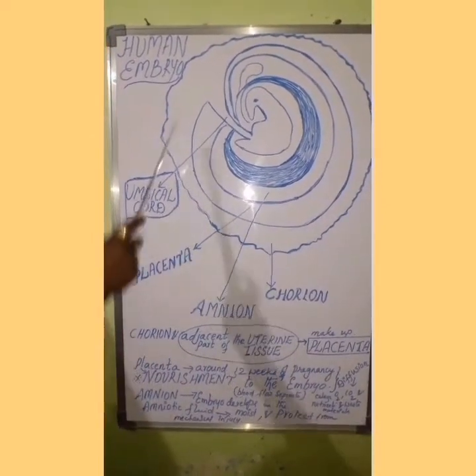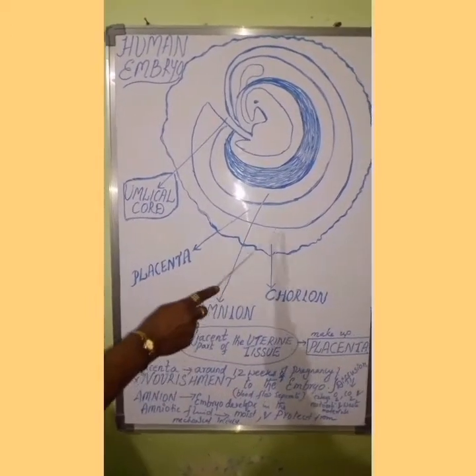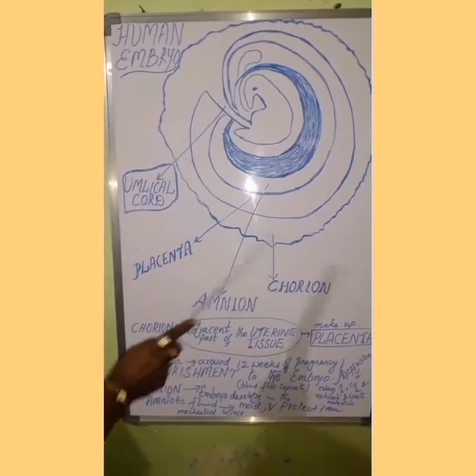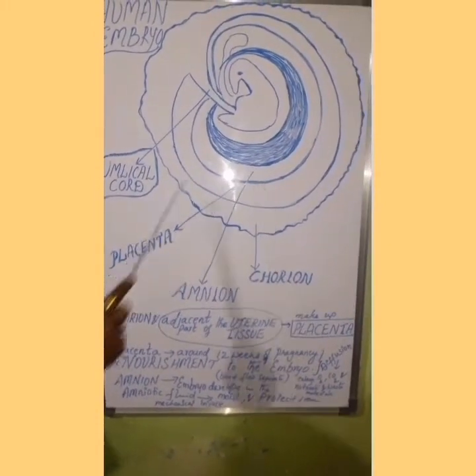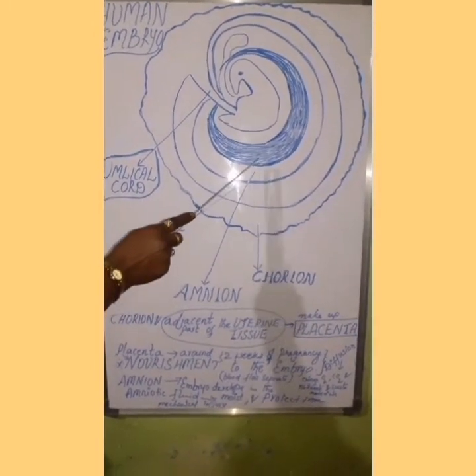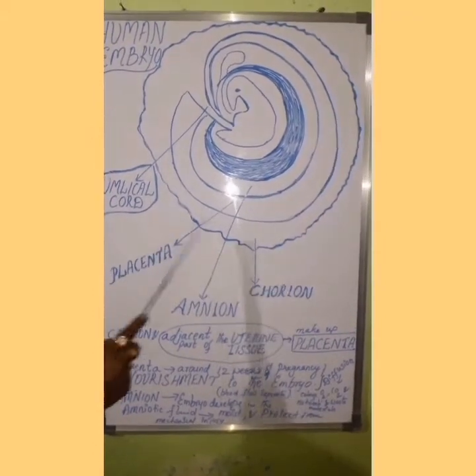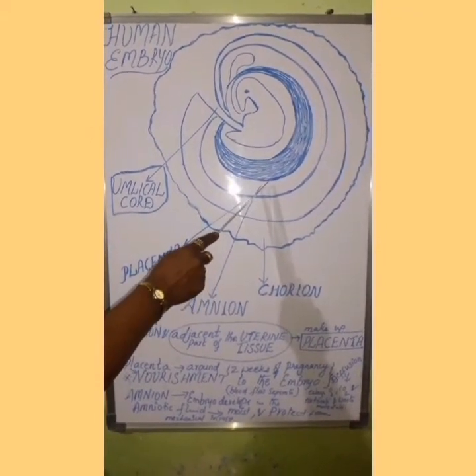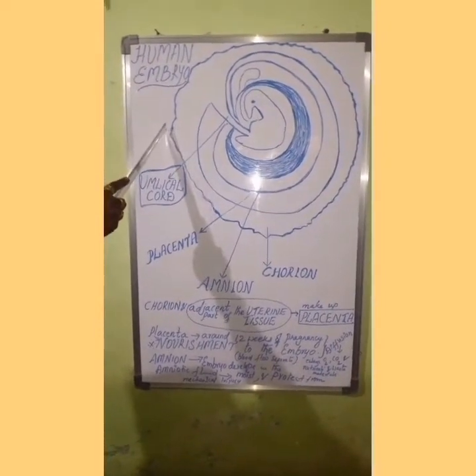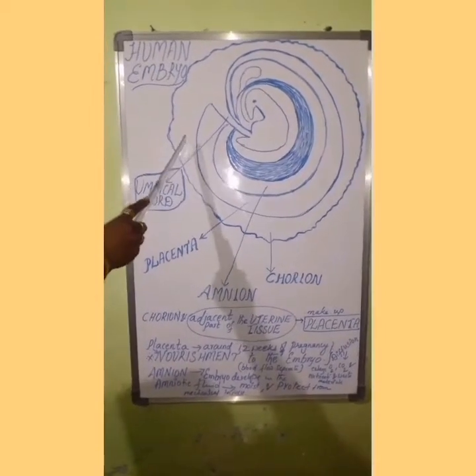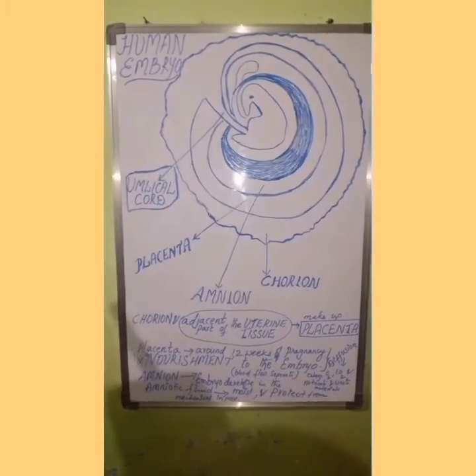Now let us see the outer one, which is called the chorion. The next layer you call the amnion. The next one is called the placenta. This region is called the amnion. Now let us see the importance of these membranous structures. First, let us see about the chorion.